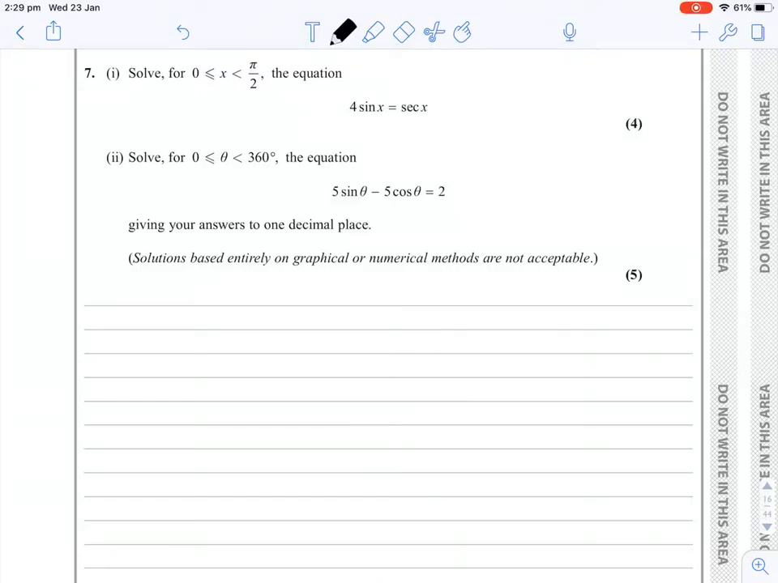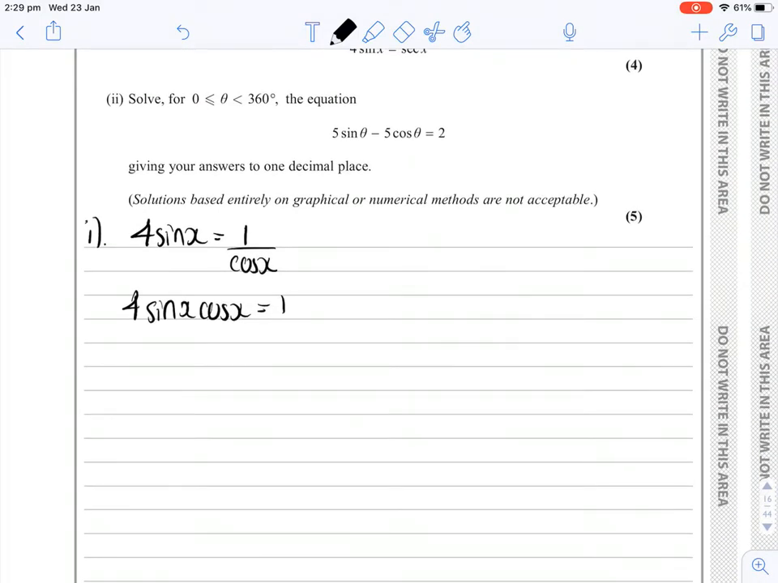Question 7, solve for x between 0 and pi over 2, the equation 4 sine x equals sec x. So for part 1 here, 4 sine x equals sec x, I'm going to call sec x 1 over cos x. Take the cos x over, and we've got 4 sine x cos x equals 1.